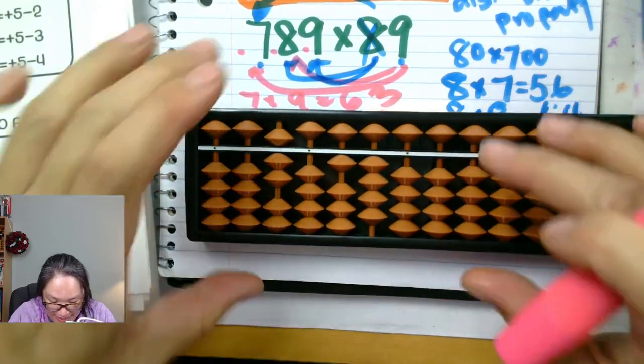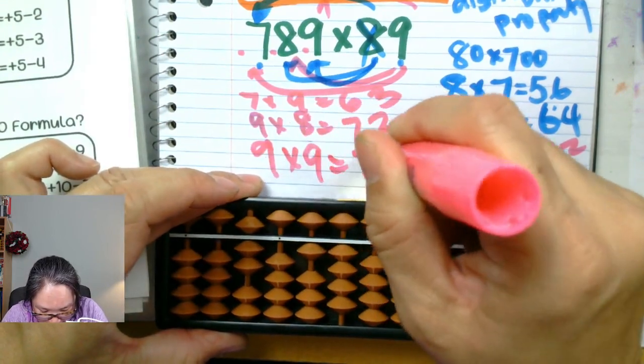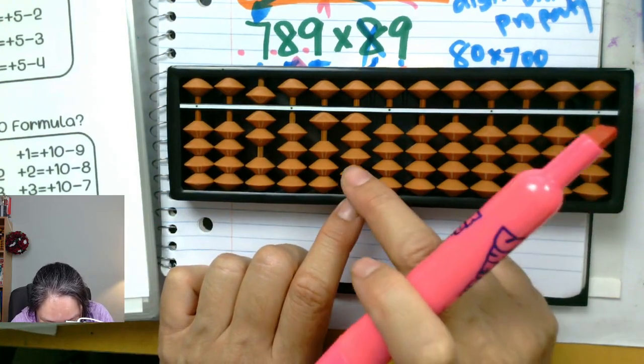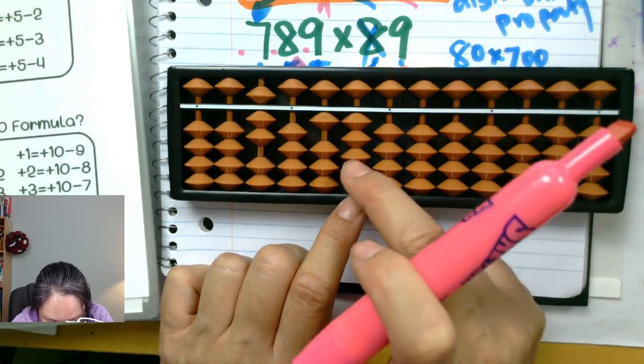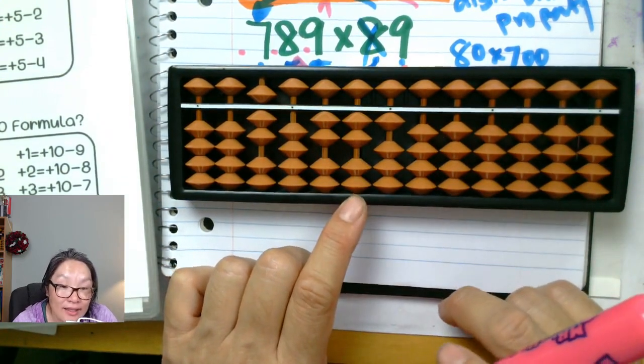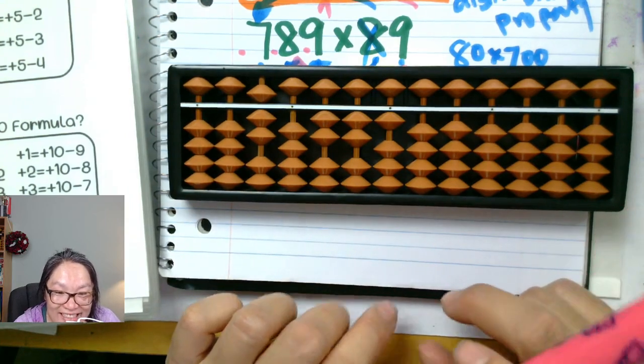9 times 9 is 81. Plus the 10 minus the 2, plus the 1. Oh my God, Pancho.